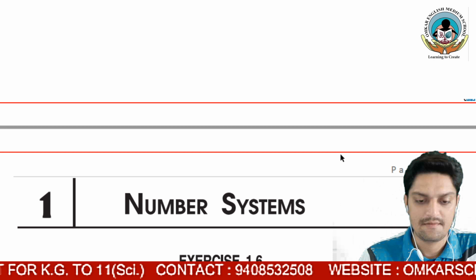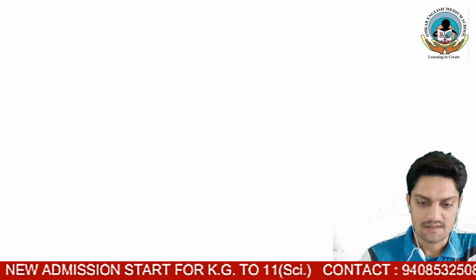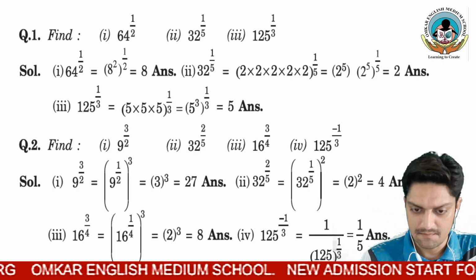So now next exercise we have to start, that is exercise 1.6. So up to 1.5 we have completed. Yes, up to 1.5 we have completed, and now we have to start next exercise, that is 1.6, so that you can see here.